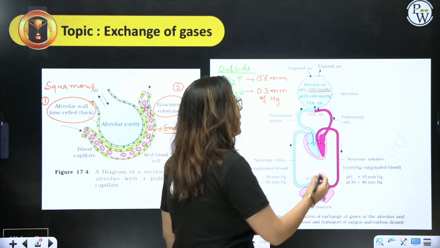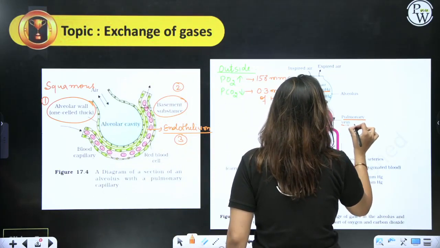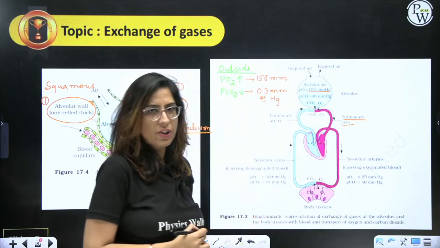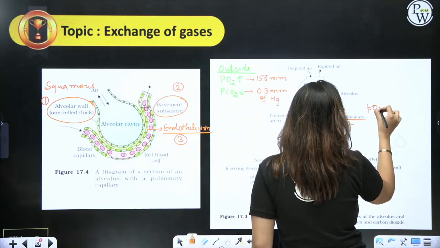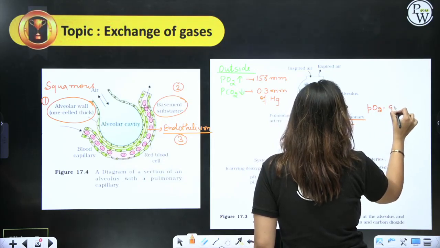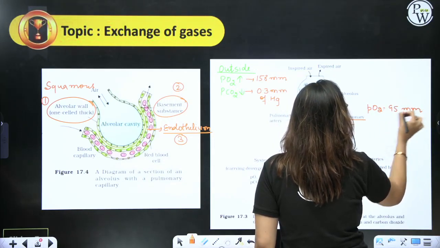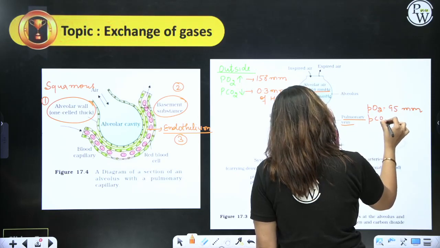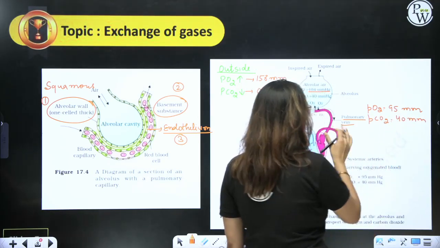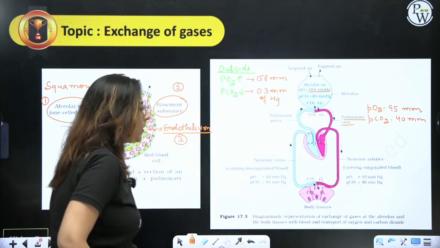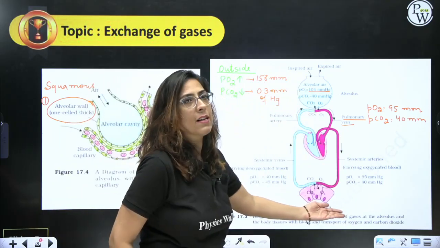Now the pulmonary vein, you all know what the pulmonary vein carries? The oxygenated blood. Now the pulmonary vein will be carrying oxygen at 95 mm of Hg, and carbon dioxide less, at 40 mm of Hg. Now these gases reach up to the body tissue where the exchange of gases occurs.